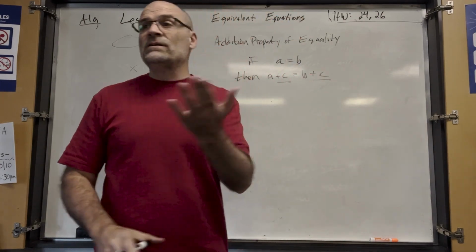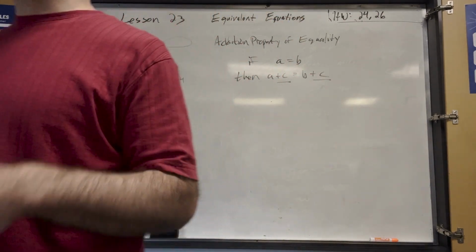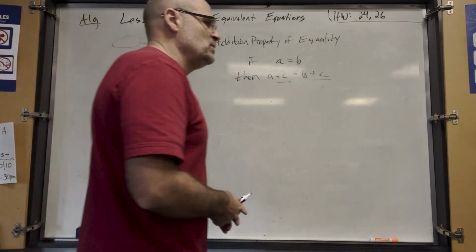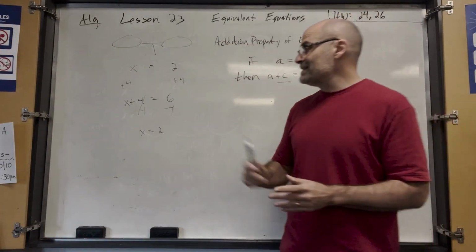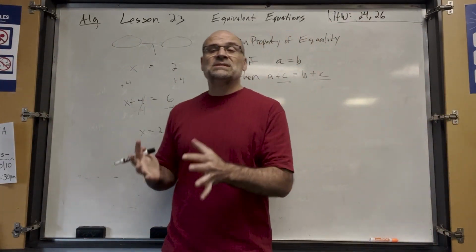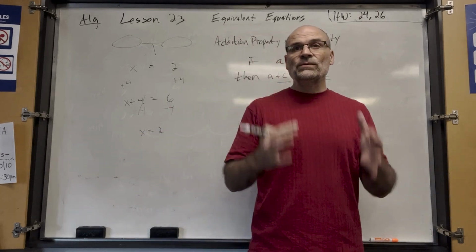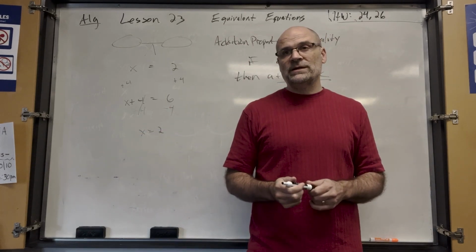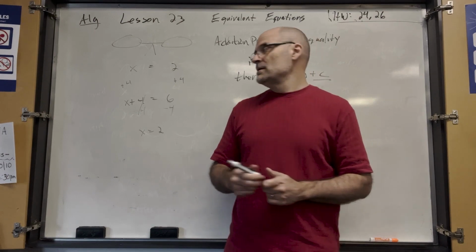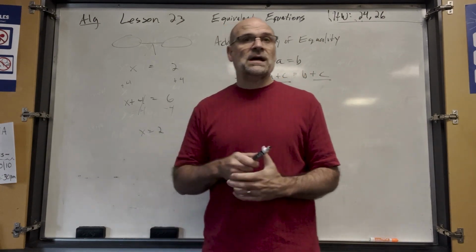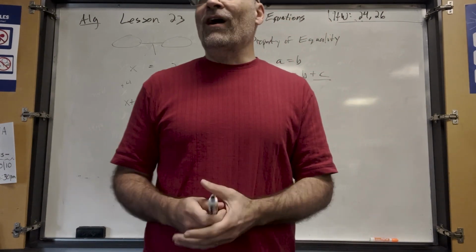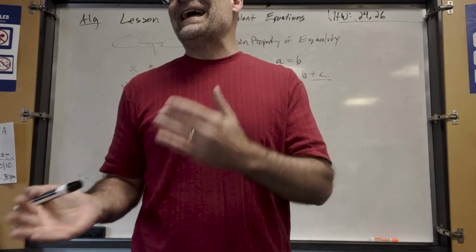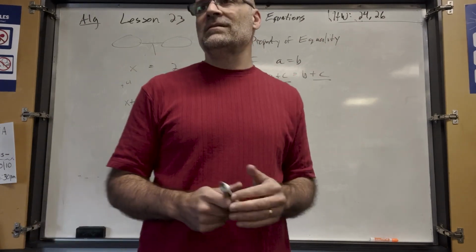So your main goal is to get x by itself, to set x free. Now, the way to do that, to get rid of stuff that's on the same side as x, you have to do the opposite operation. That's it. So if something's being added, you subtract it. And you can do that all day long as you do the same thing to the other side.